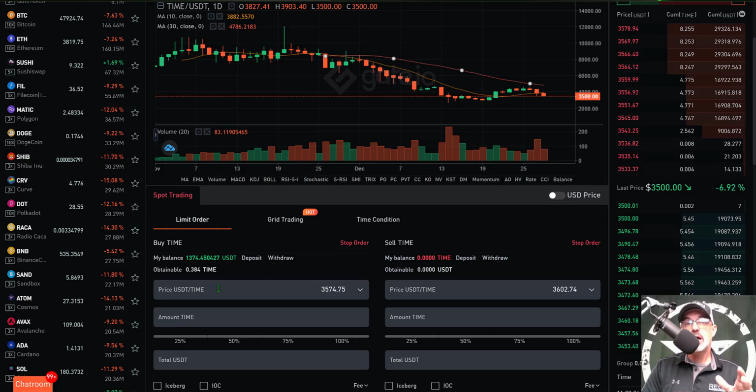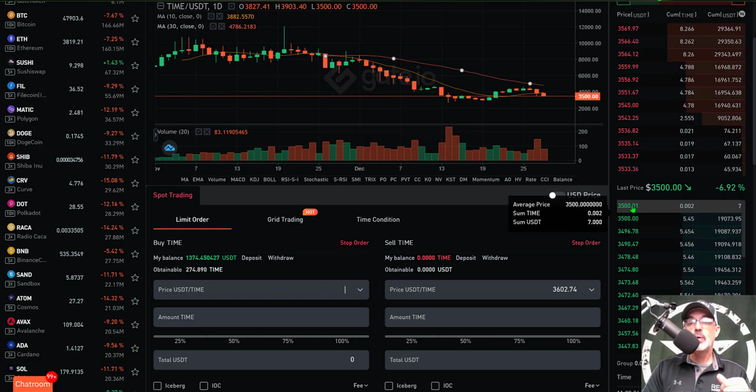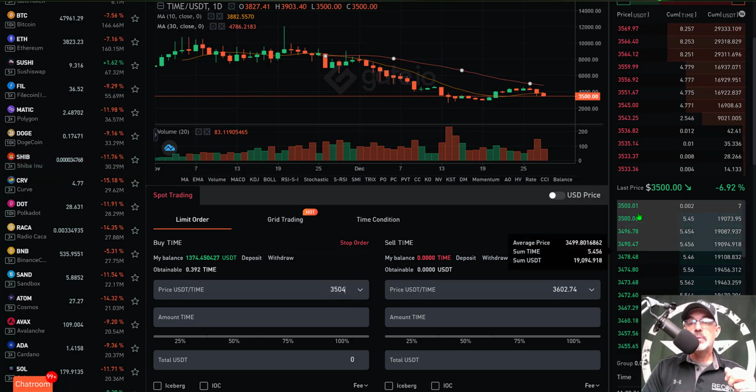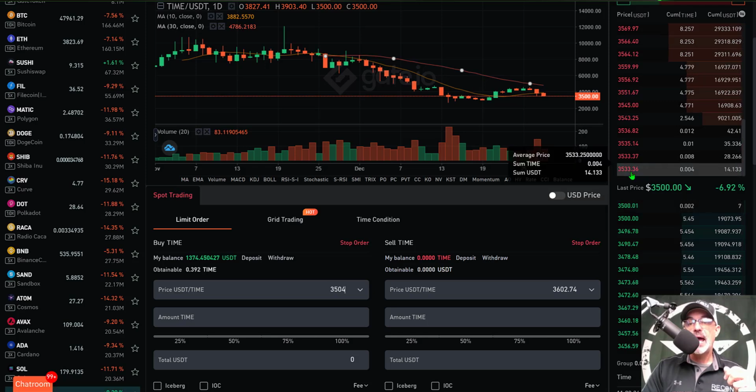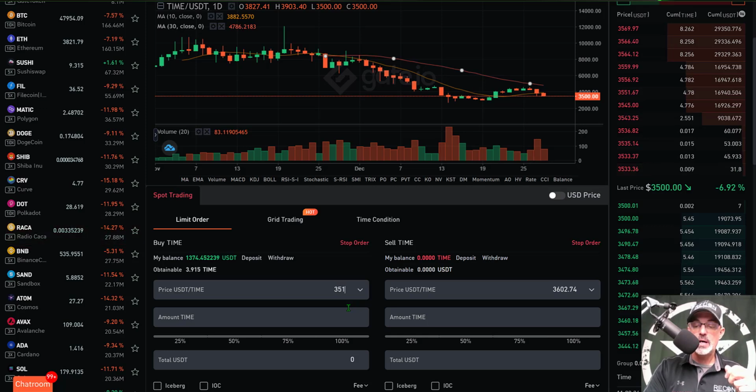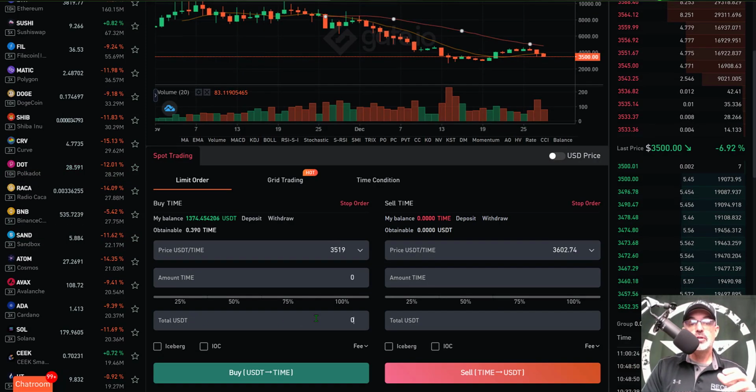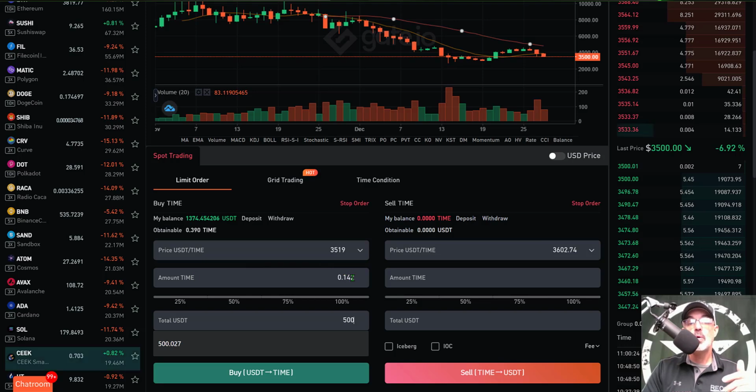Limit orders will generally cost you less as far as fees go. And I want to actually be the first one on the order book. So I actually want to be above this 35.01. And I'm going to make an offer somewhere between the current bid and ask price. So I'm going to make an offer at $35.19. Now, I need to determine how much time I want to buy, and in this case, I'm going to buy 500 USDT worth of time, and that comes out to 0.142 time.